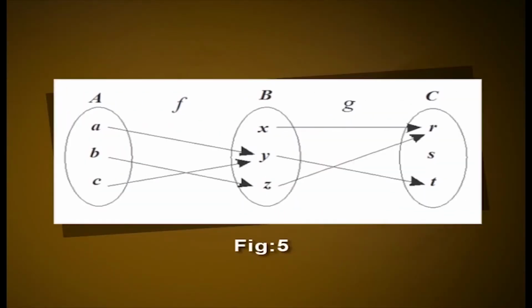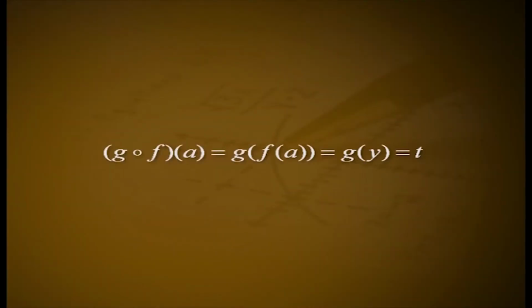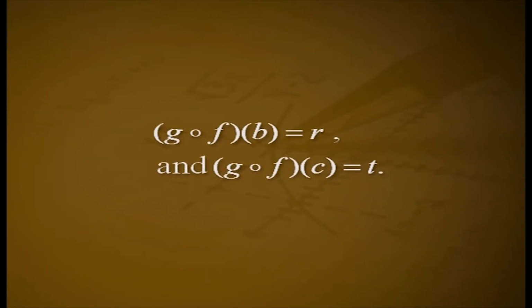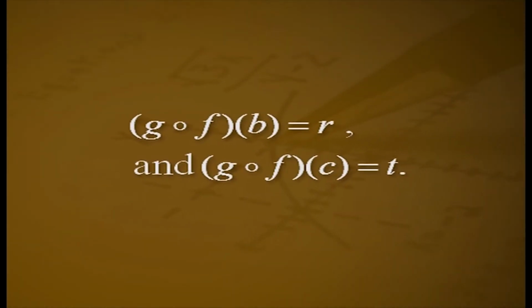Example 11. Let f from A to B and g from B to C be the functions defined by figure 5. We compute g∘f from A to C by its definition. (g∘f)(a) = g(f(a)) = g(i) = t. Similarly, it can be seen that (g∘f)(b) = r and (g∘f)(c) = t. The above can also be obtained by following the arrows from A to C in the diagram of the functions f and g.